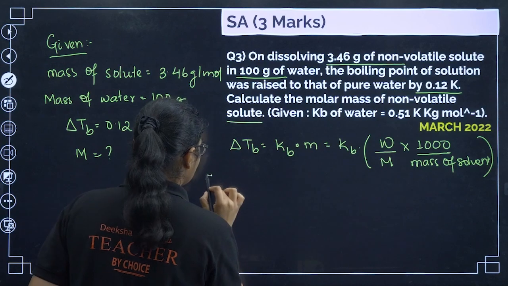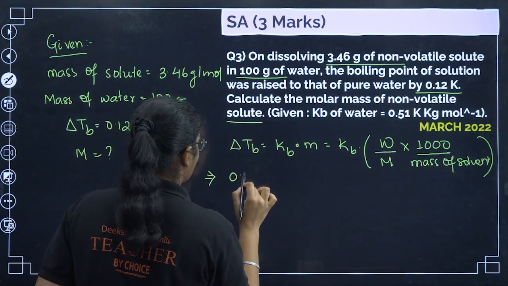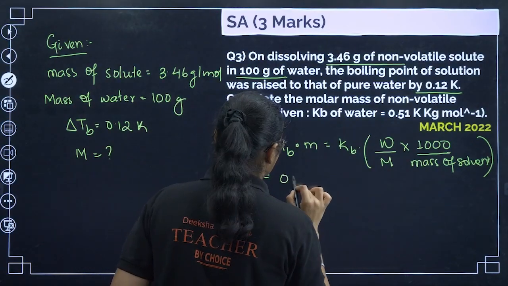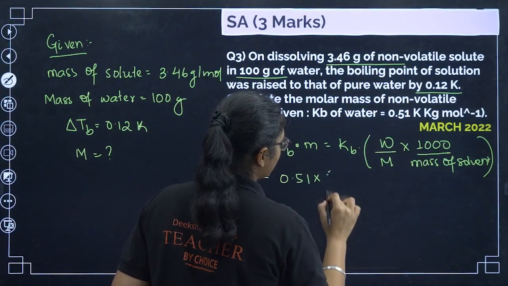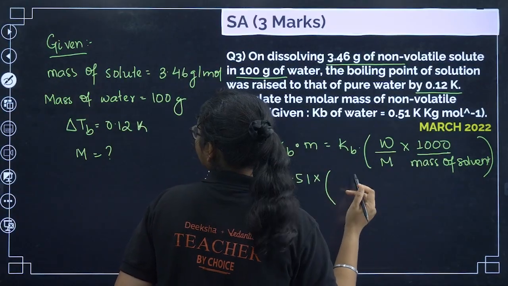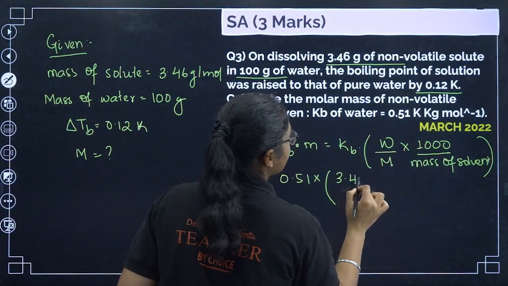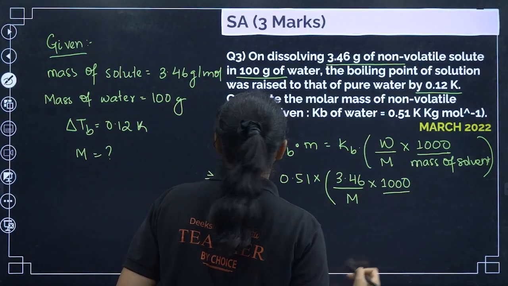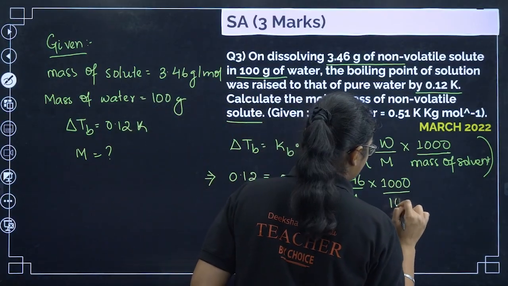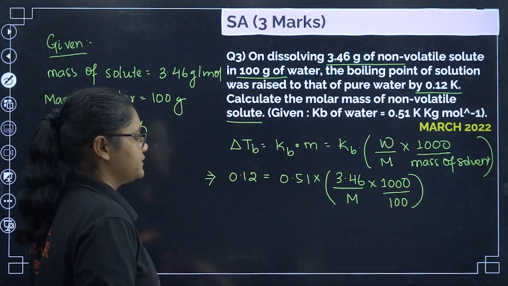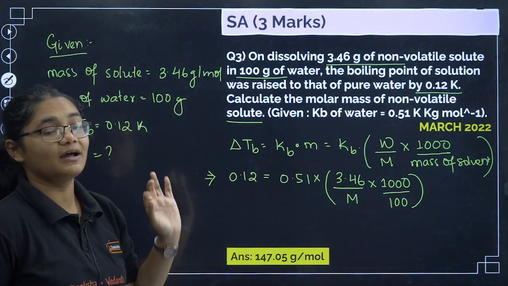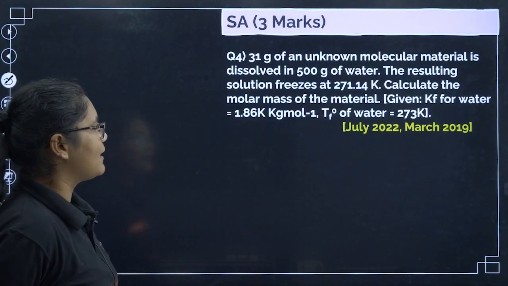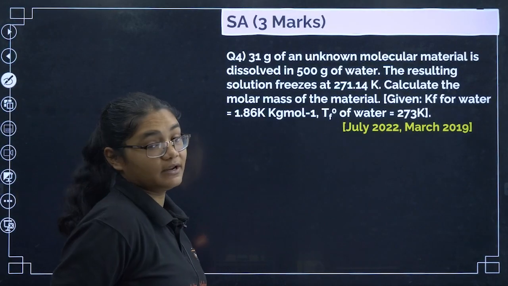Okay, so now that will be given to me as 0.12 into Kb, which is how much? 0.51, into given mass, which is 3.46, and molar mass we have to calculate, into 1000 by mass of the solvent, which is 100 grams. Now if I solve this, we'll get the value of M, which is 147.05 gram per mole.